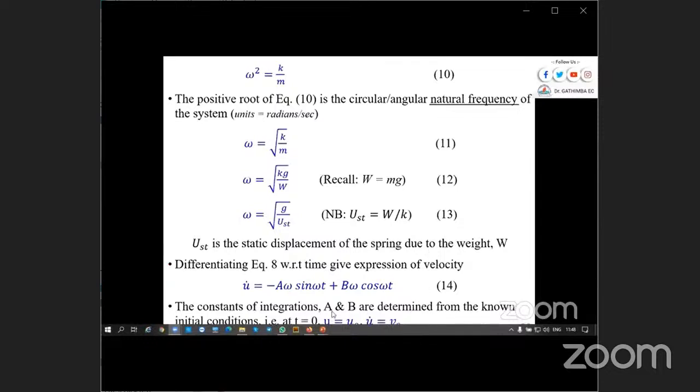The constants of integration, A and B, can be determined from the known initial conditions. Remember, for free vibration, our motion initiates as a result of the initial condition, and this is what is known. At time t equals 0, the initial displacement u is equal to u naught, and the velocity, u dot, is equal to v naught. So we can now obtain the coefficients A and B. There is a bit of mathematics here that you really need to work out so that you get it into your hands.